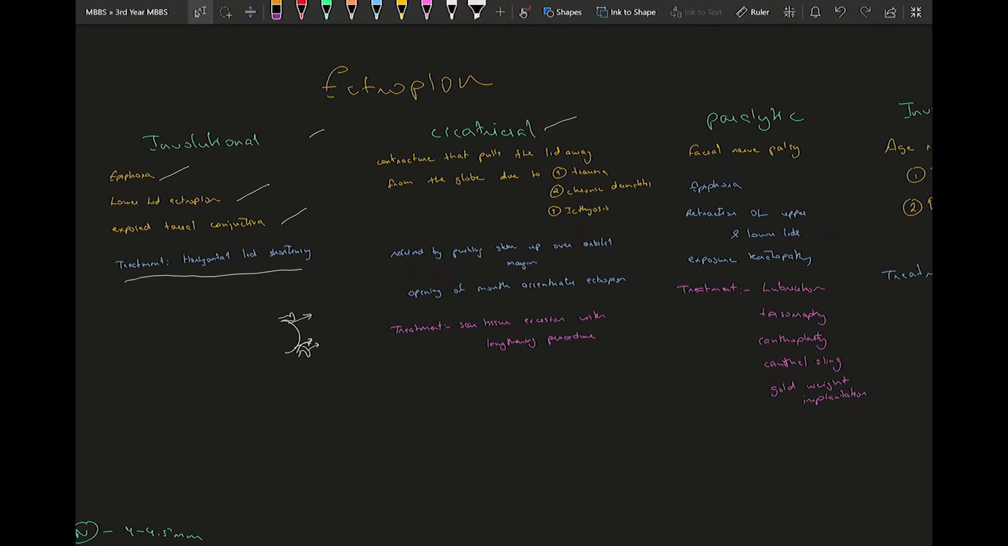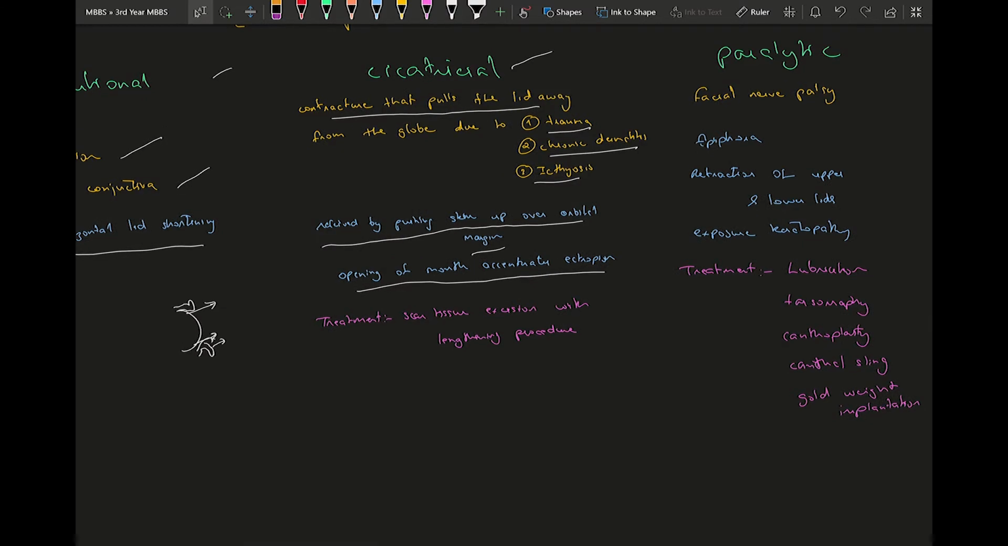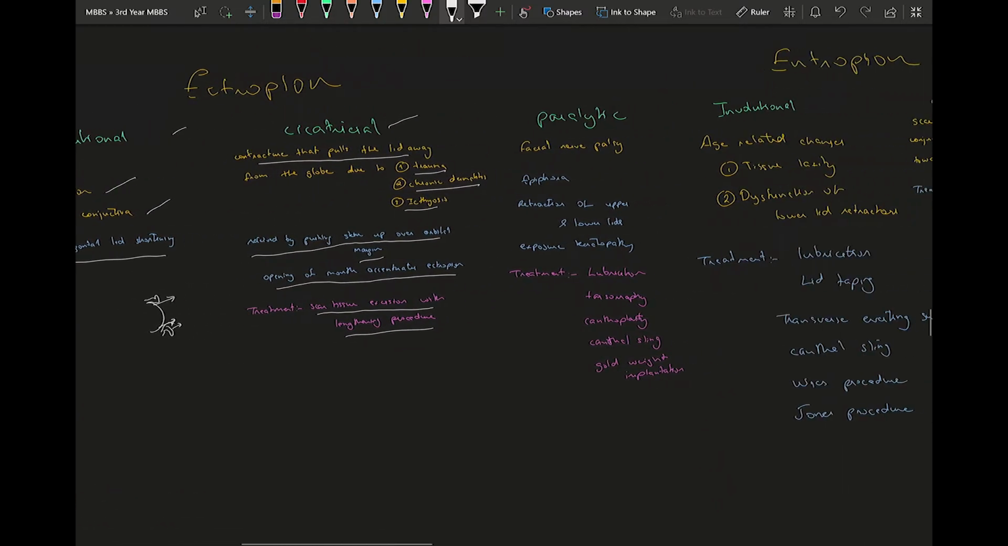Your cicatricial ectropion is where there's some kind of contraction that pulls the lid away from the globe, due to either trauma, chronic dermatitis, or ichthyosis. This is relieved by pushing the skin up over the orbital margin, and opening of the mouth usually accentuates or increases the ectropion. The treatment for this would be scar tissue excision with a lengthening procedure. So that is about ectropion.